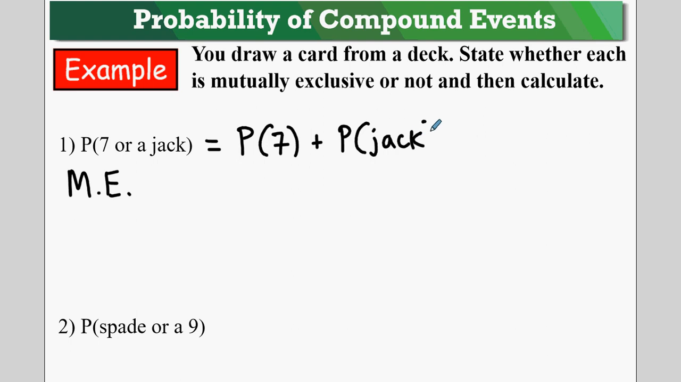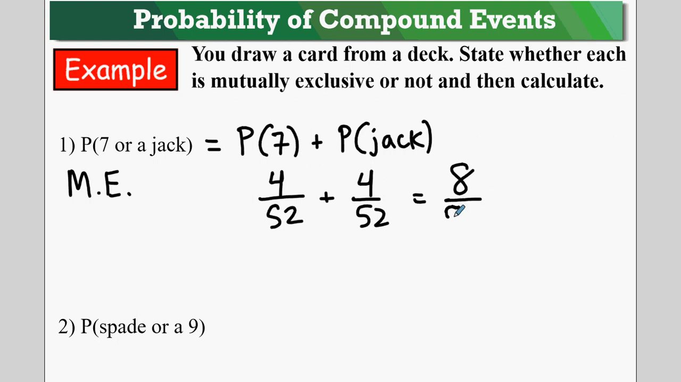The probability of getting a 7 is 4 out of 52. The probability of a jack is 4 out of 52. If I add those together, that's an 8 out of 52 chance. And 8 out of 52 as a decimal, it's about 15%.